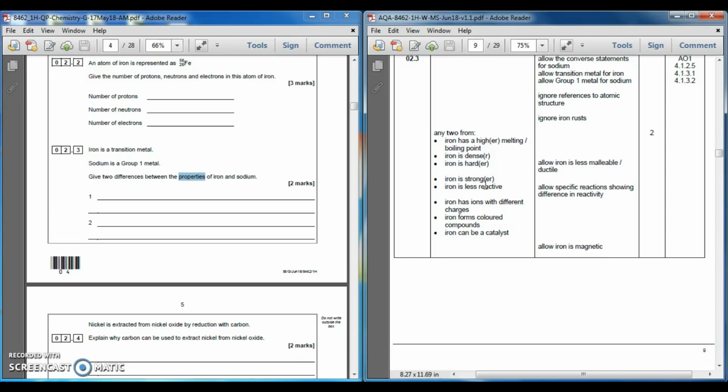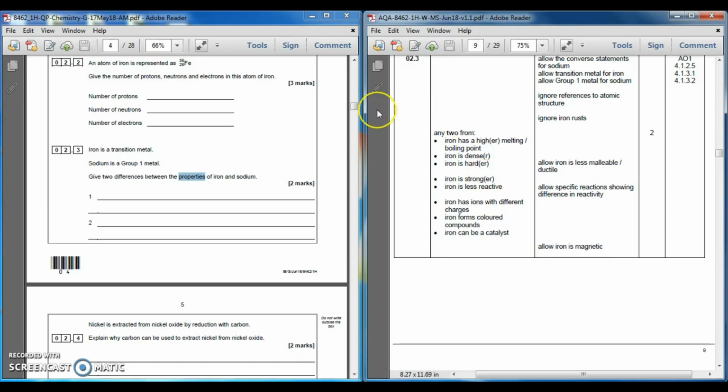So you can't say iron conducts electricity because so does sodium. We're looking for something that is different, so we need to get some comparatives in there. So we need to say things like iron has a higher melting point, or is denser, or is harder, or iron can be used as a catalyst whereas sodium cannot.